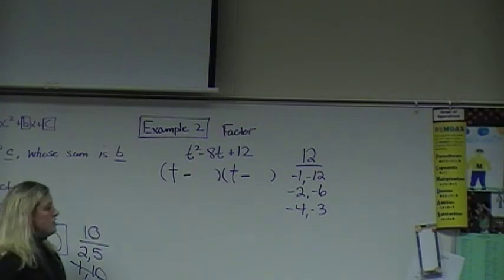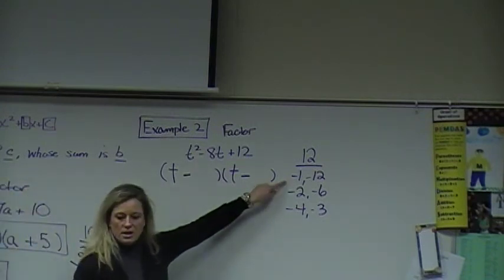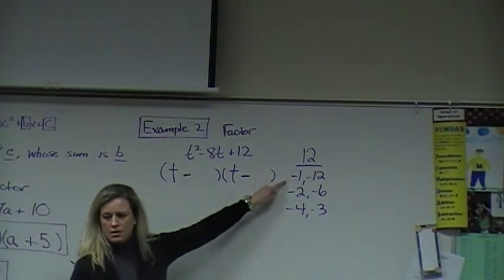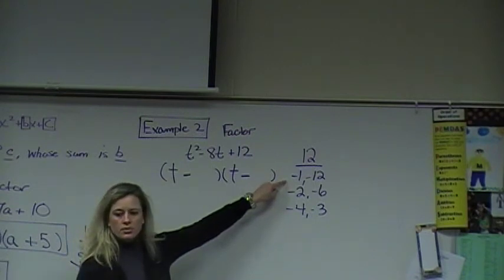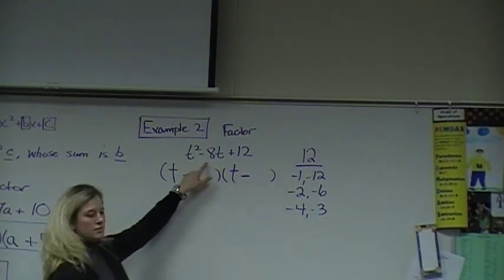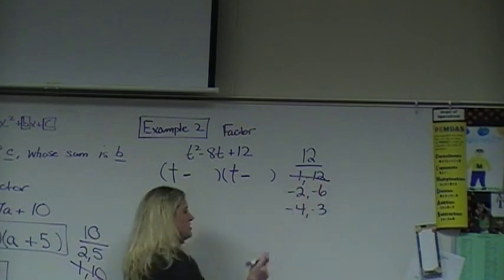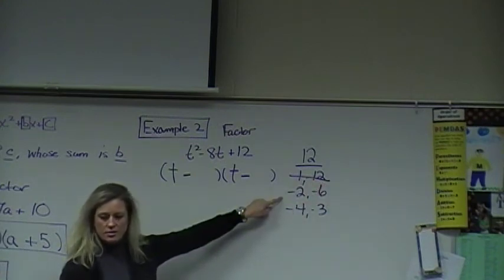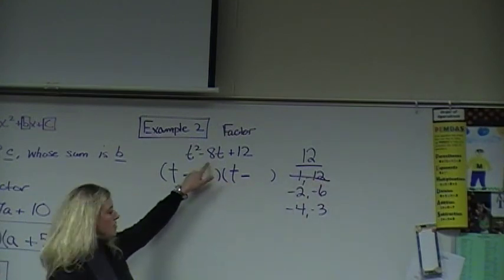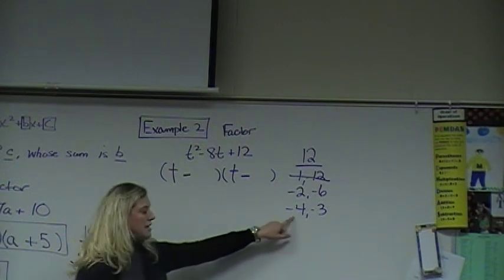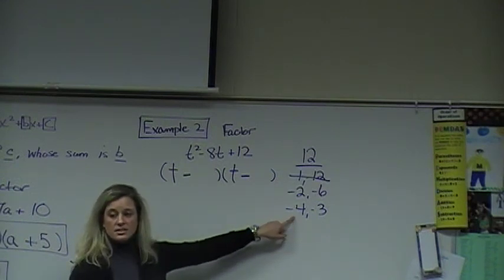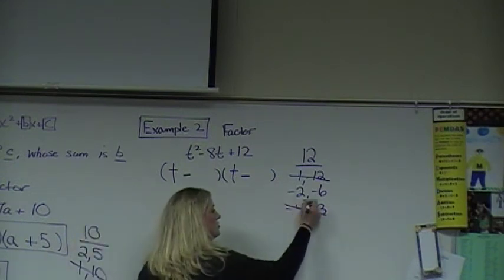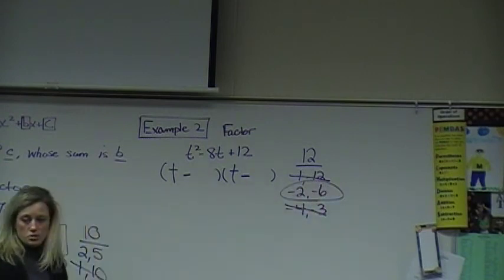Okay? What's the sum of negative 1 plus negative 12? Negative 13, right? Is that what I want? No. What's the sum of negative 2, negative 6? Is that what I want? Yep. So obviously I don't need this one, because that'd give me a sum of negative 7, right? And that's what I don't want. So that's why these two are the ones I'm going to use.